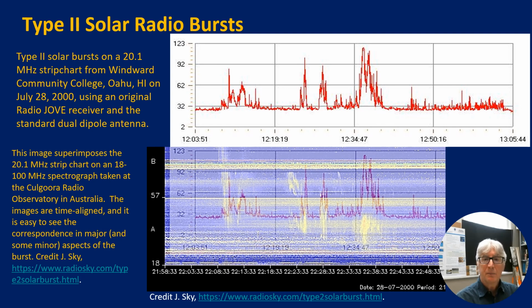This is an example of a type 2 solar radio burst. The strip chart at 20.1 megahertz was captured at Windward Community College on the island of Oahu in Hawaii on July 28, 2000, using an original Radio Jove receiver and a standard dual dipole antenna. The second image shows a superposition of the 20.1 megahertz strip chart onto an 18 to 100 megahertz spectrograph taken at the Culgoora Radio Observatory in Australia. The images are time aligned, and it's easy to see the correspondence in many major and some minor aspects of the bursts.